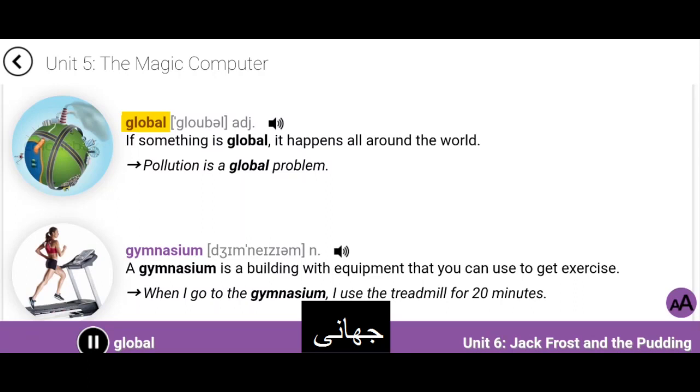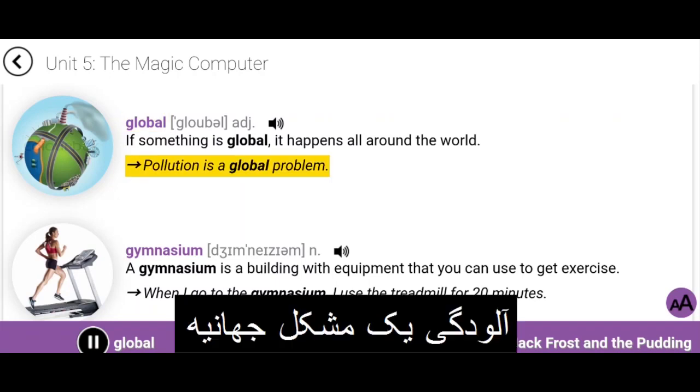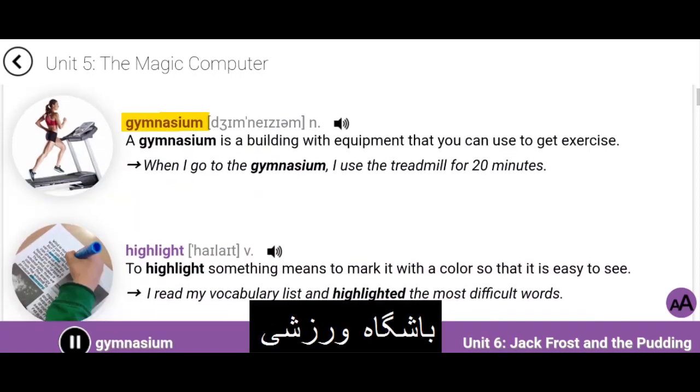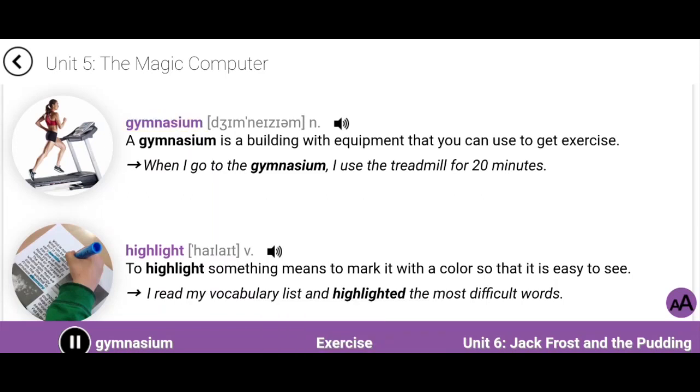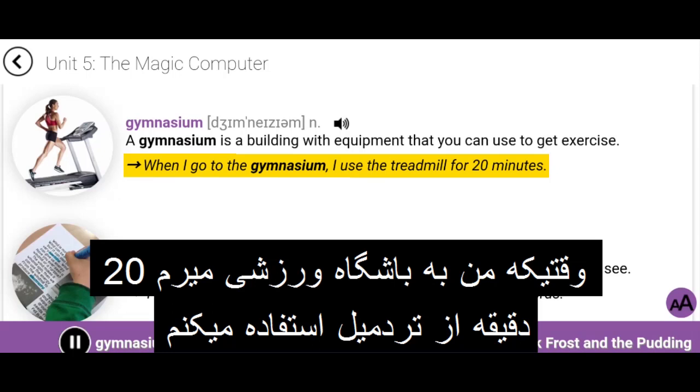Global. If something is global, it happens all around the world. Pollution is a global problem. Gymnasium. A gymnasium is a building with equipment that you can use to get exercise. When I go to the gymnasium, I use the treadmill for 20 minutes.